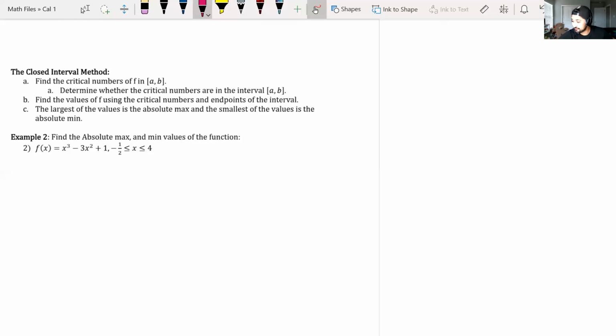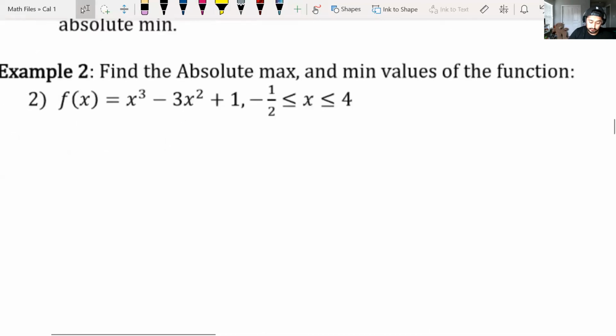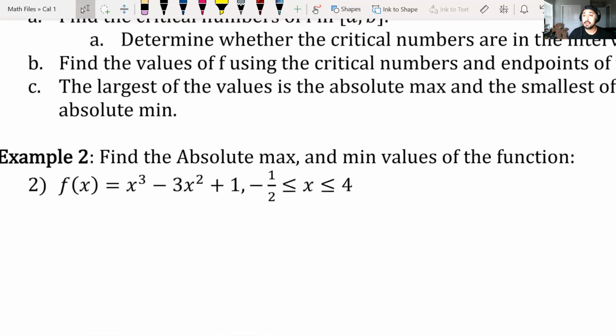That's it. Okay. So 2, find the absolute max and minimum values of the function f of x equals x cubed minus 3x squared plus 1. And we're given the closed interval of -1/2 to 4. So that's the interval we want to work on. Okay, so just like the other ones, we want to find critical numbers first. So we're going to take the first derivative.